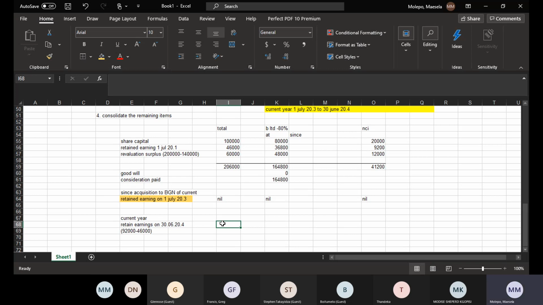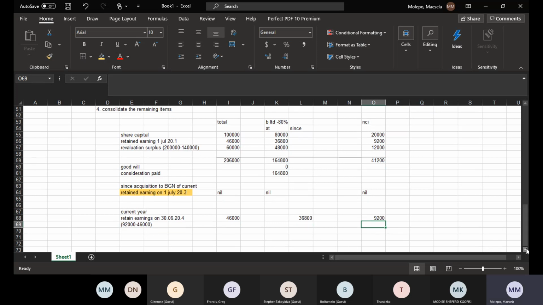Then it's 46,000. And then we do our percentages, which is going to sit on 36,800. And the balancing figure will be the 9.2. And it means in this case, our analysis is finished and we can close the figures.